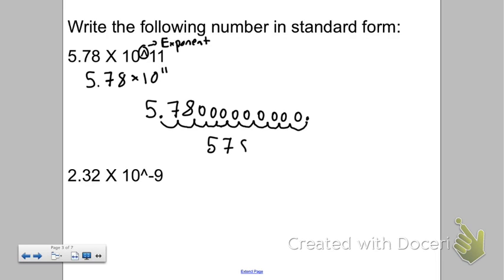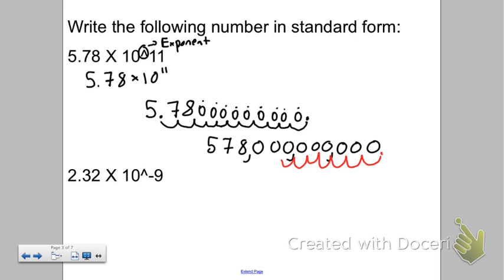So I have 5, 7, 8, and then I have 1, 2, 3, 4, 5, 6, 7, 8, 9 zeros. And I add my commas where needed. I can also then check my answer to make sure that I did it correctly. Since it is 5.78 times 10 to the 11th, I would have to move my decimal point 11 times. 1, 2, 3, 4, 5, 6, 7, 8, 9, 10, 11. And since I end up back at 5.78, my answer is correct.